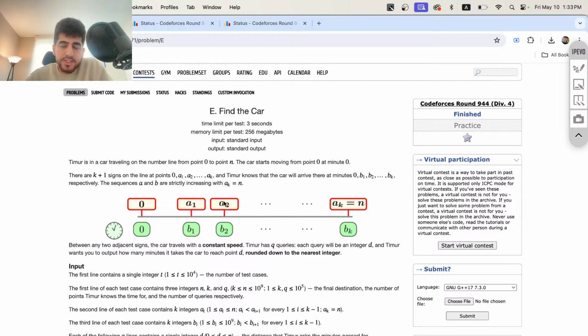Okay, so there are some signs, and we know that the car will reach sign number I at position AI at time BI. And between two adjacent signs, the car travels with a constant speed. So the speed will be constant in between each two signs. And Timur has queries. Each query will be an integer d, and Timur wants you to output how many minutes it takes the car to reach point d, rounded down to the nearest integer. Okay, so this is all the problem is saying.